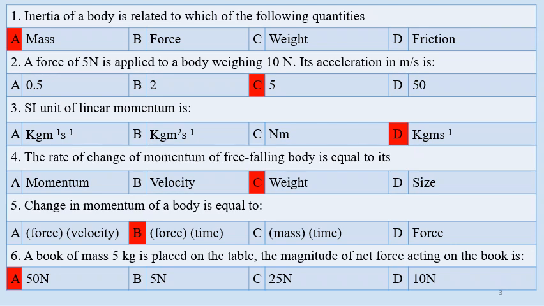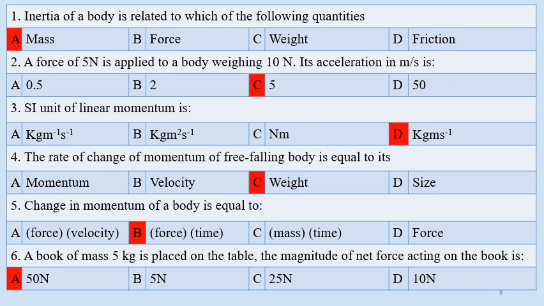Next is the rate of change of momentum of a free falling body is equal to its weight. Why is it so? According to Newton's second law of motion, the rate of change of momentum is equal to the force acting. For a free falling body, the only force is weight.